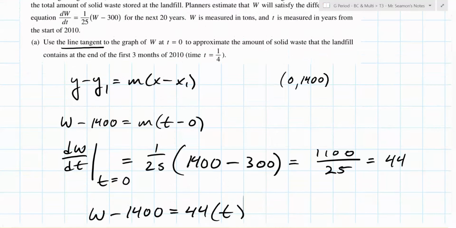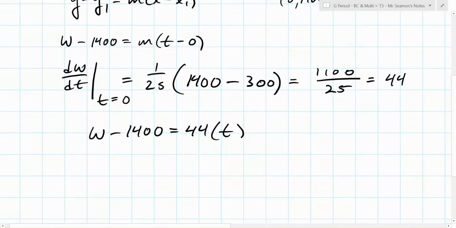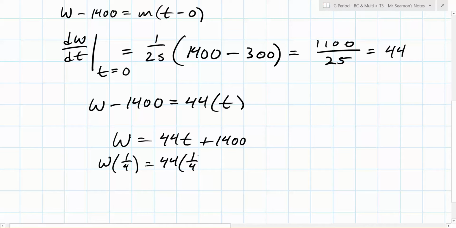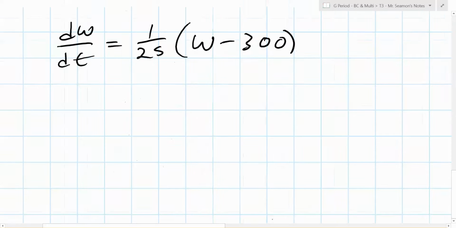So what is it asking? It says to approximate the amount of solid waste at the end of the first 3 months. So t is equal to 1/4. So we know that w is equal to 44t plus 1400. So we want w when t is what? 1/4. So is it a nice thing when you get numbers that divide evenly like this? Yes, it is. It's really nice. So you end up with 1,411. Nice.